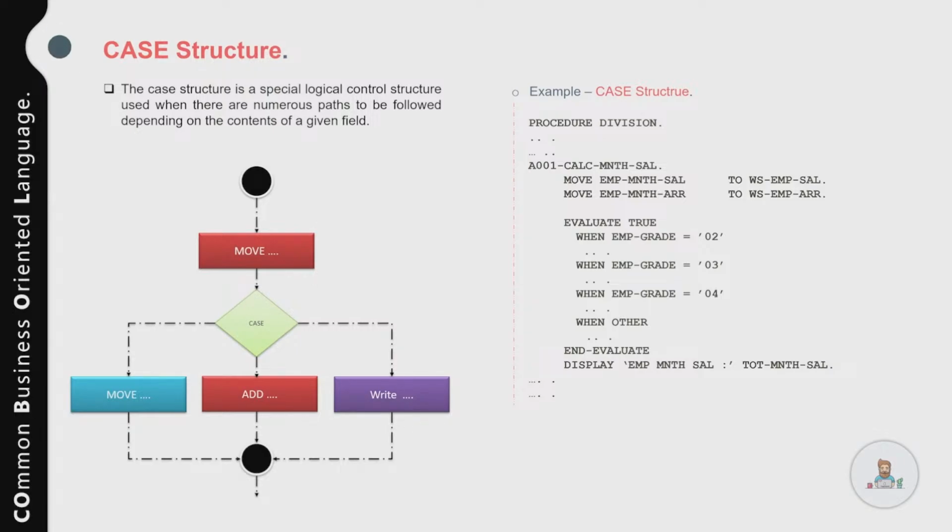So in the following example, if you notice, we have a paragraph called A001 hyphen calc hyphen month hyphen salary. So in this case, we have used the evaluate statement that says evaluate true, followed by a couple of when statements. And these when statements are used to specify the possible values for this particular field. And based on these particular values, the statements will be executed. And whenever one condition is satisfied, the remaining set of conditions will not be validated. It is simply bypassed, right?